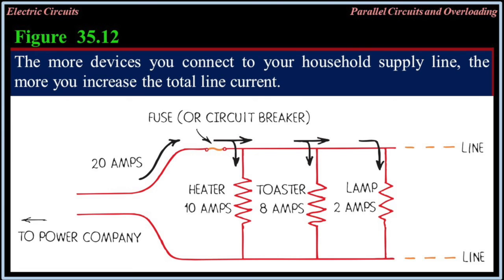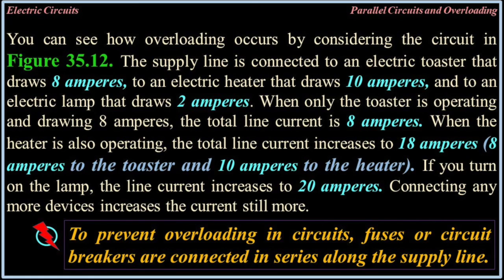8 amps to the toaster, 10 amps to the heater. If you turn on the lamp, the line current increases to 20 amps. Connecting any more devices increases the current still more. To prevent overloading in circuits, fuses or circuit breakers are connected in series along the supply line.